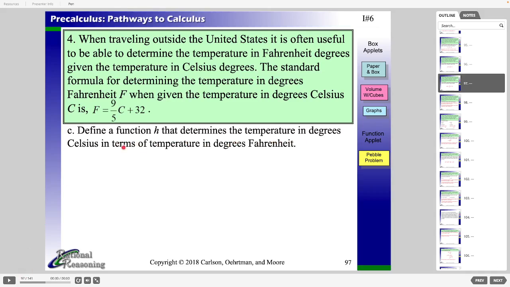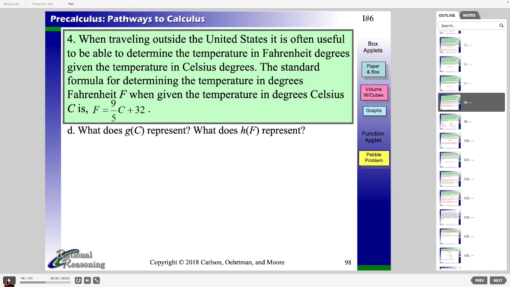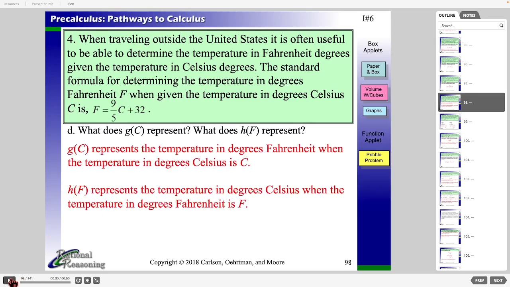H is the temperature in degrees Celsius in terms of degrees Fahrenheit. So this is, again, we would solve this for Fahrenheit just like we did before. So subtract 32 from both sides. There it is. Multiply by the reciprocal. So we've got the inverse function. G of C represents temperature in Fahrenheit. H of F represents temperature in Celsius.